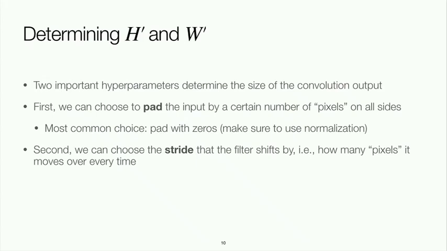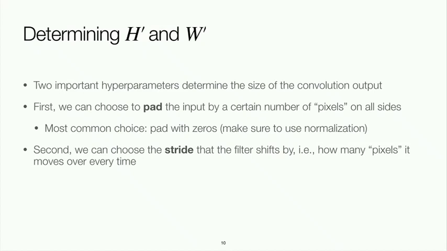It also determines how efficient my operation is going to be, because the larger the stride, the fewer filter operations I actually have to do. So this is another important hyperparameter that determines how large the output is going to be. But typically, the most common number is 1 for stride. You're just moving over 1 pixel at a time.